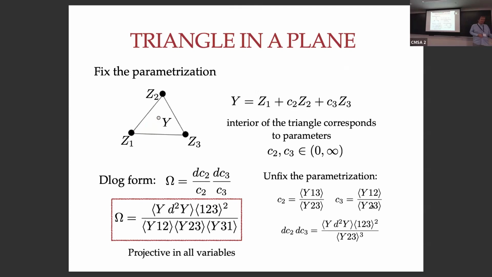Now, if you want to write a logarithmic D-log form, so a form with logarithmic singularities on the boundaries, that blows up as dx over x whenever we approach the boundary, then this form in this parametrization is just this simple form, dC2 over C2, dC3 over C3. But we can unfix this parametrization and write it in this way, where these three brackets are now 3×3 determinants made of these z's. And this is projective in all variables. So this is a D-log form on a triangle in a plane.